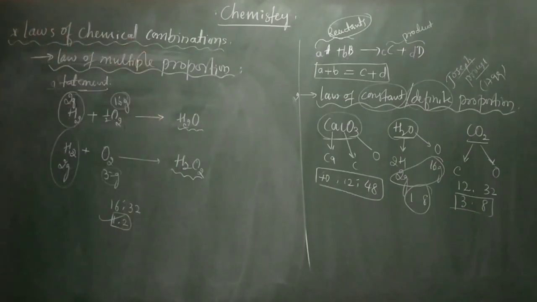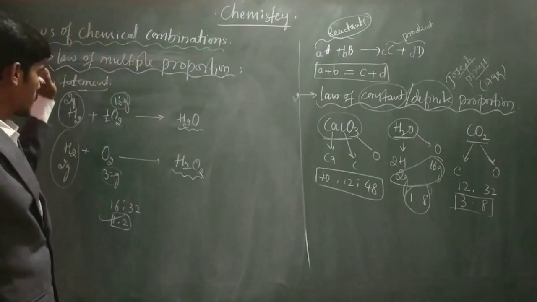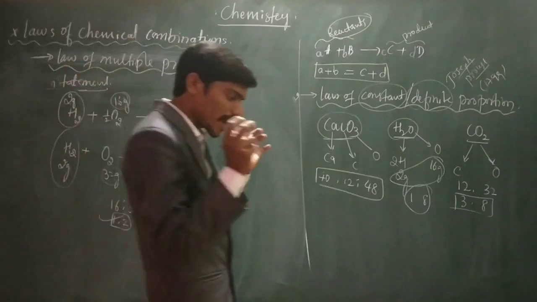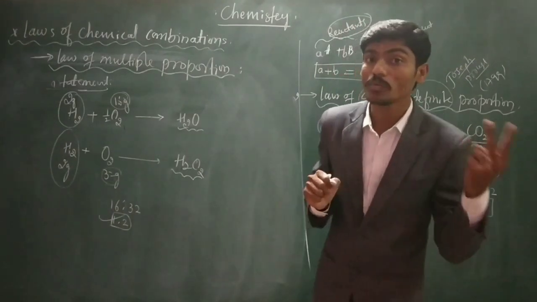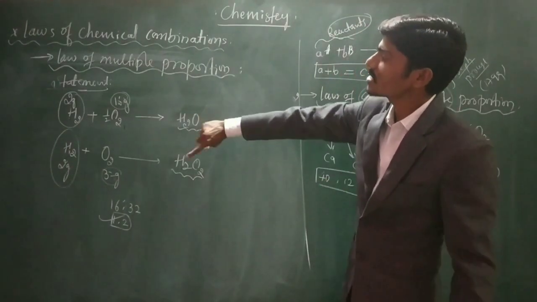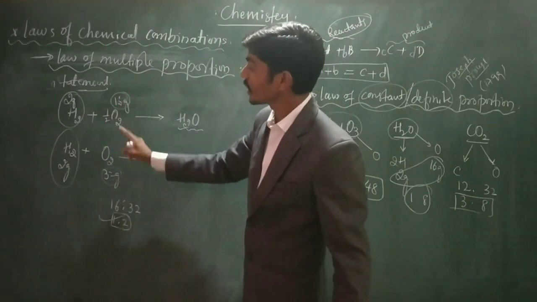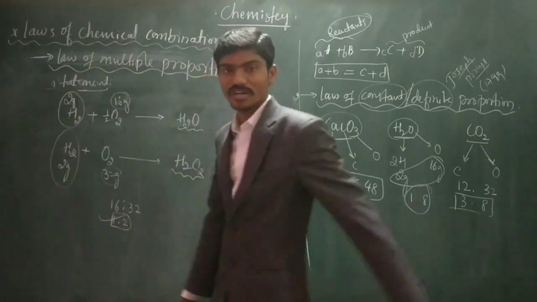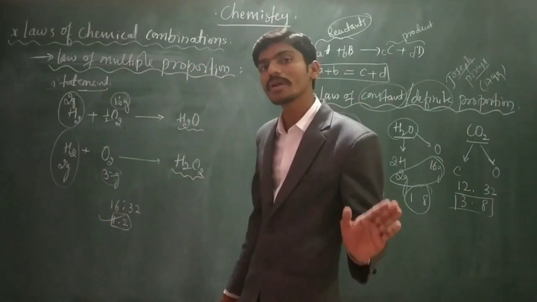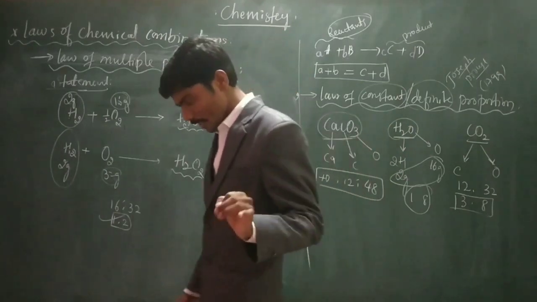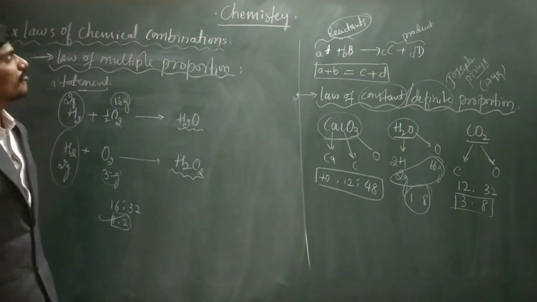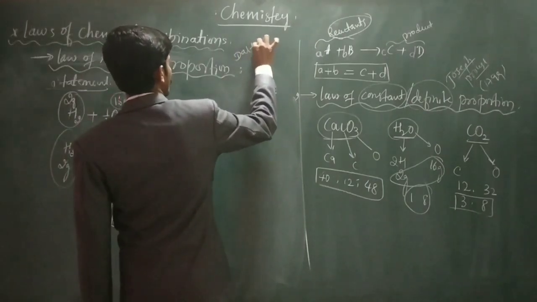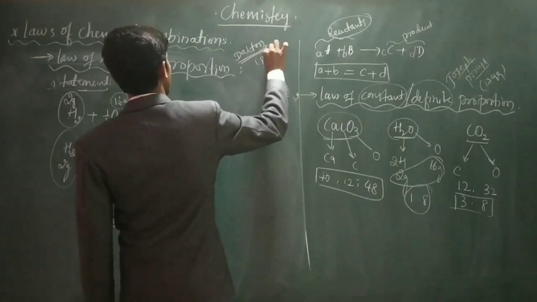Law of multiple proportion. The law of multiple proportion states that when two different elements combine together to form more than one product, then the ratio of masses of one element which combine with a fixed mass of other element are in the simple whole number ratio. Please note this one. And this law of multiple proportion was given by Dalton in 1803.